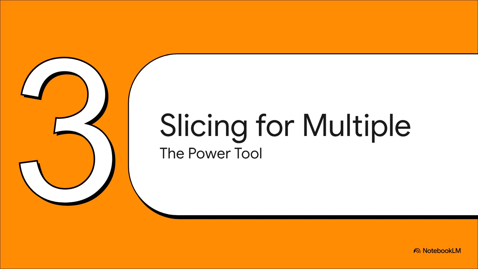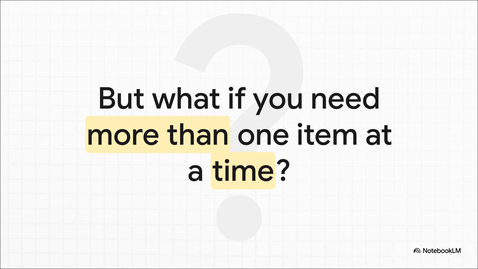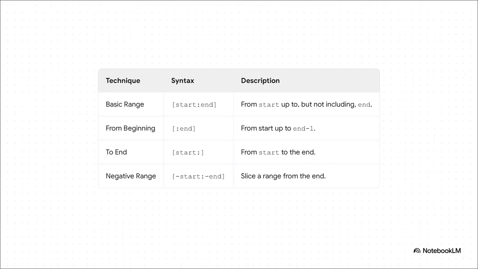Okay, so we've totally mastered grabbing one item at a time. Now it's time to bring out the heavy machinery. Let's talk about the power tool in our kit, slicing. This lets us grab a whole range of items all at once. Right? I mean, this is the exact problem slicing solves. Sometimes you don't just want banana. Maybe you want banana and cherry, or maybe the first 10 items in a list of 1,000. Just using a single index isn't gonna cut it. So here is your official slicing cheat sheet. You'll notice the syntax always uses a colon. We can give it a start and an end, just a start, or even use those negative numbers we just learned about. Let's take a quick look at each one.